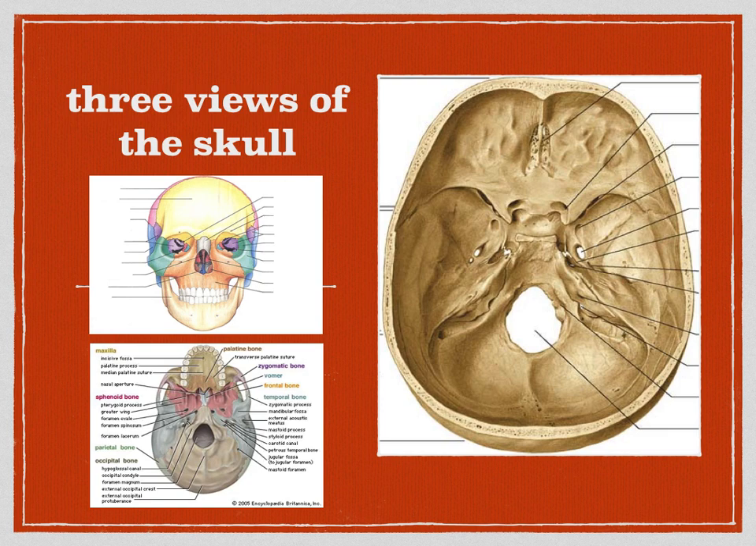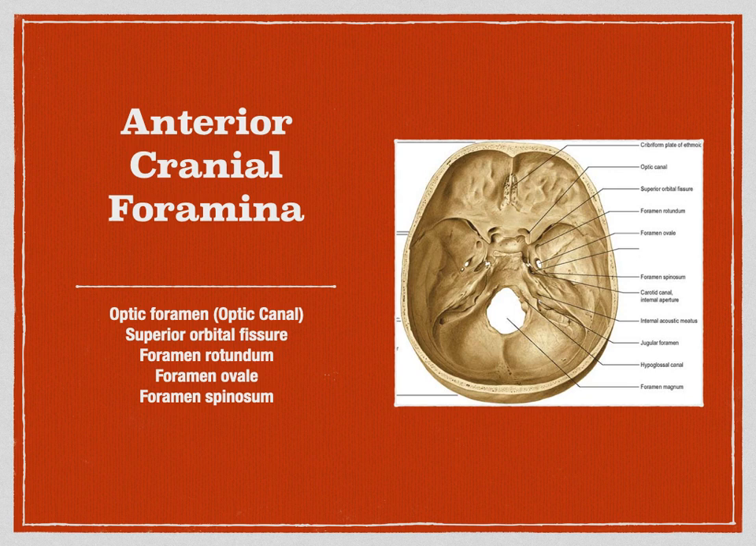These foramina throughout the skull, I think, can be divided into two groups, the ones that I would call the anterior cranial foramina and the posterior cranial foramina. We basically have two groups of five, with another one or two thrown in as we go. But let's look first at these anterior cranial foramina. You see the optic foramen, also called the optic canal, the superior orbital fissure, the foramen rotundum, foramen ovale, and foramen spinosum. Those five are labeled over here on the picture.